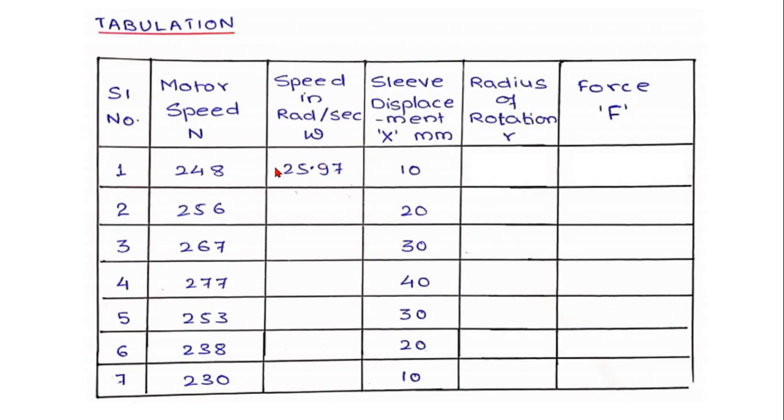Here in the table, I have noted it down as 25.97. Also, in your journal, you have to show the calculation for the remaining set of speeds, and they have to be noted down in the table over here.